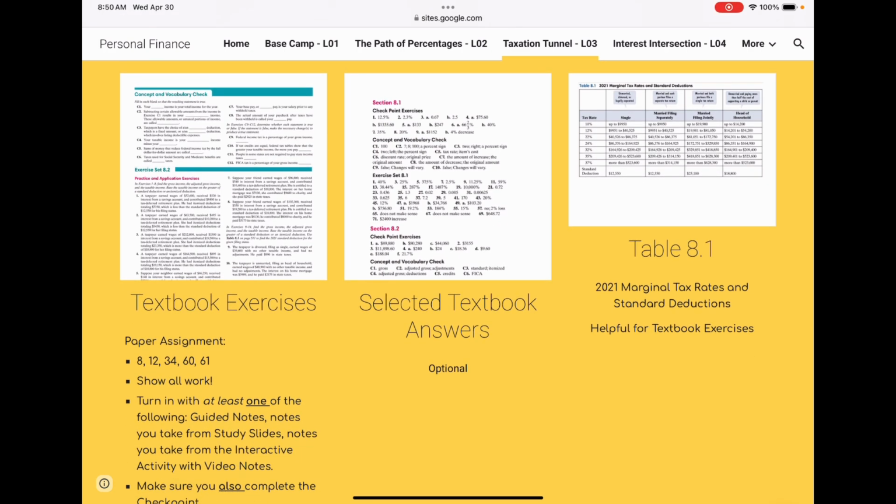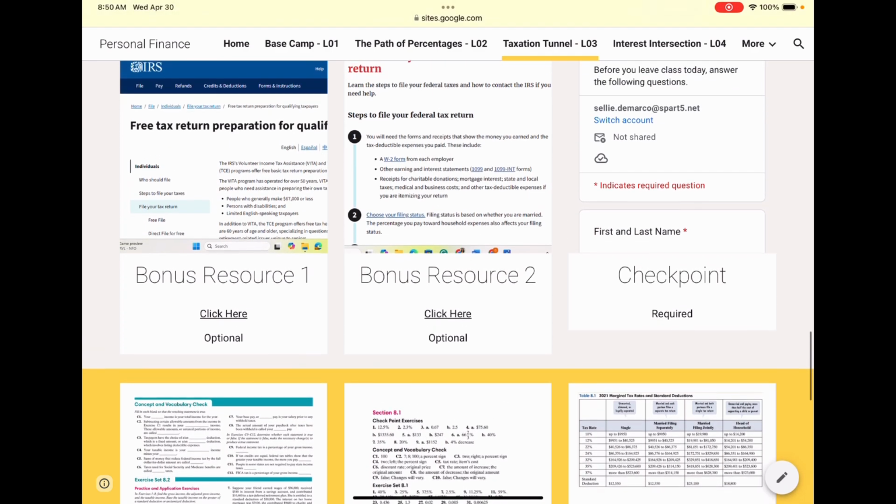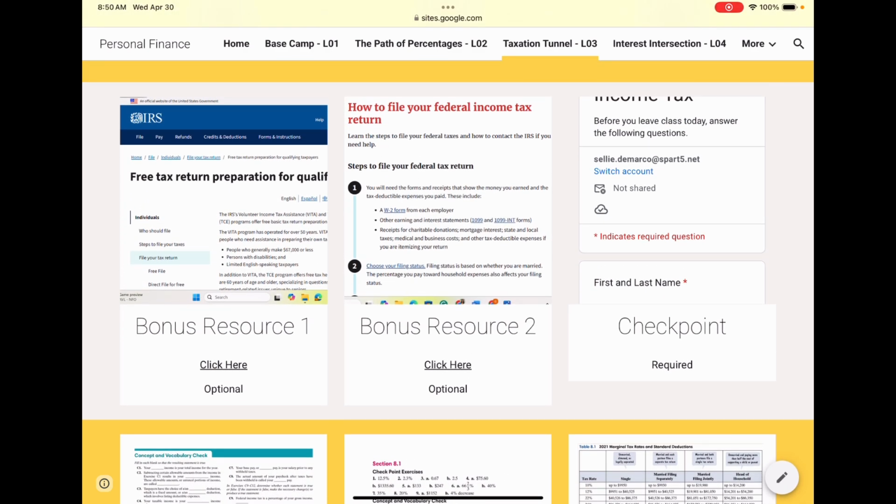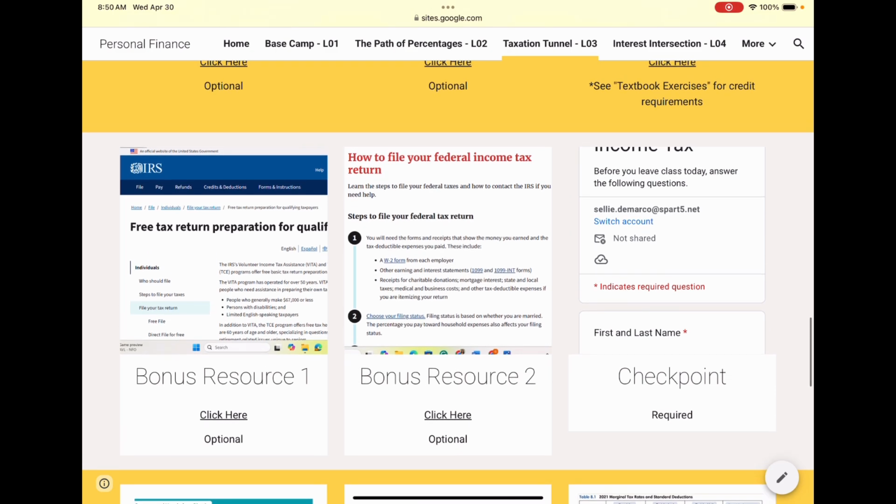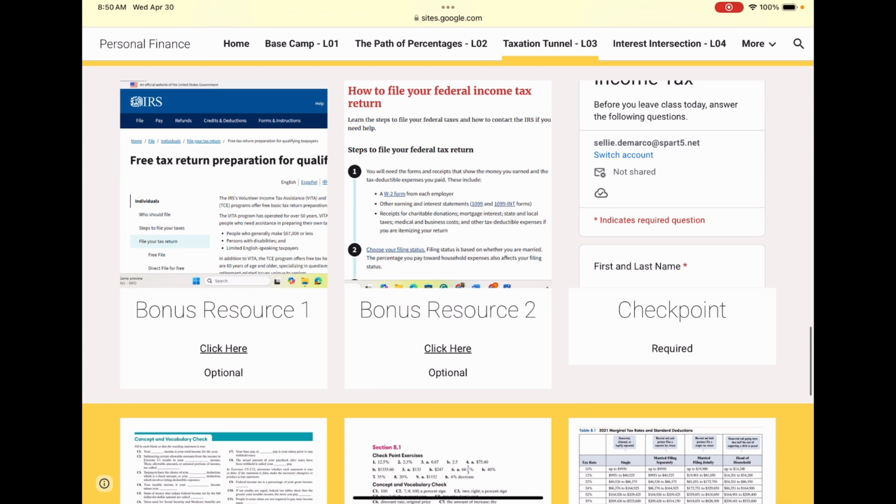Furthermore, at least 2 supplemental resources are available in every lesson, and I just labeled those bonus resource 1 and bonus resource 2. Additionally, each lesson includes a summative, self-guided assessment with feedback. That is a 5-question Google quiz form, and I've just titled each of those checkpoints. So you can see on the far right, checkpoint.